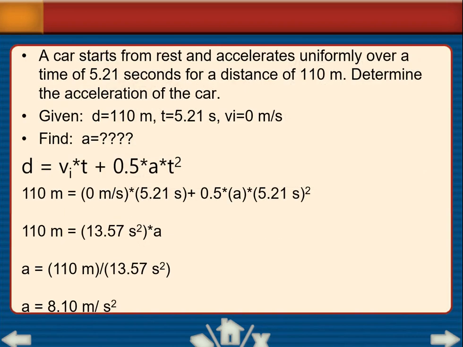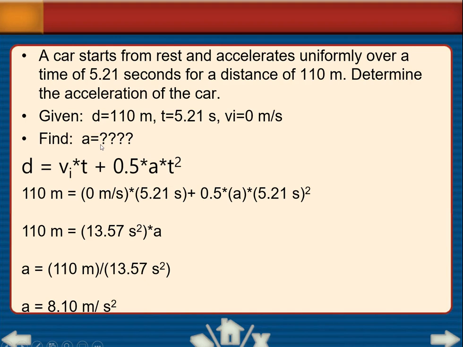Okay, now the next question is, a car starts from rest and accelerates over a time of 5.21 seconds for a distance of 110 meters. And this time we want to figure out the acceleration. Okay, so we know we've got 110 meters, that's d. We got our time, 5.21 seconds, that's t. And it says it starts from rest, so our VI is 0. So we want to solve for a.